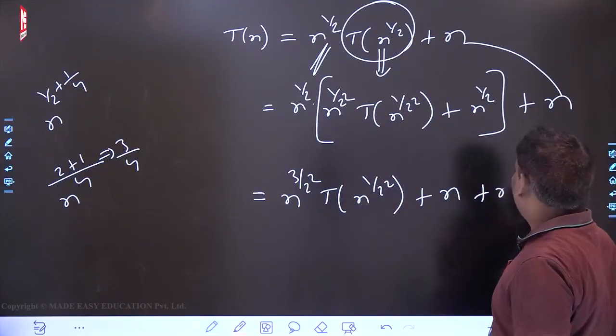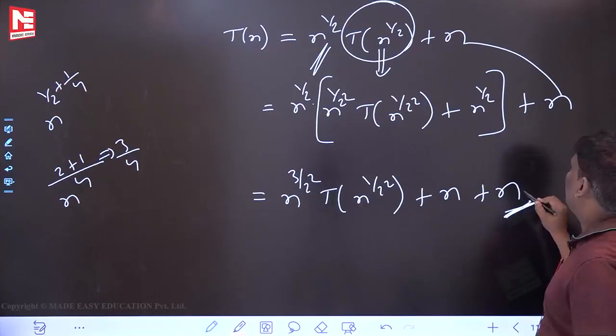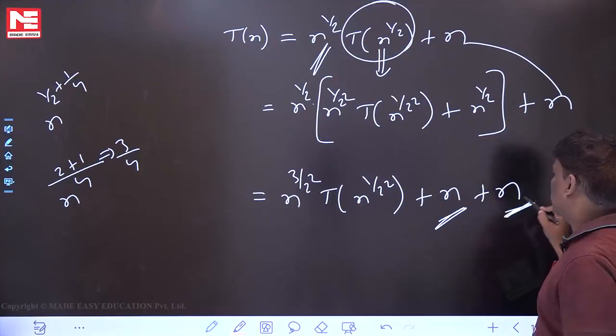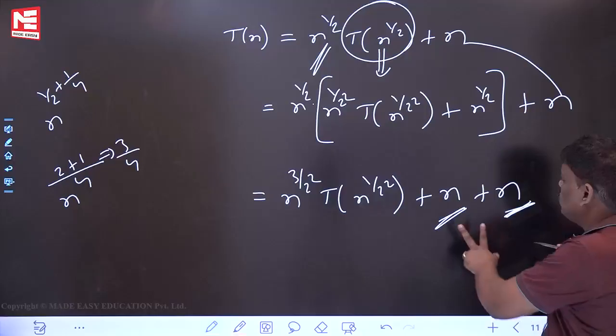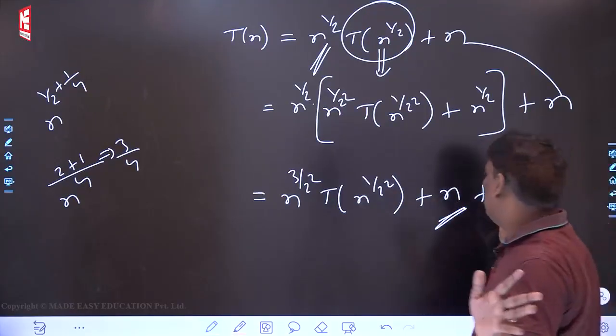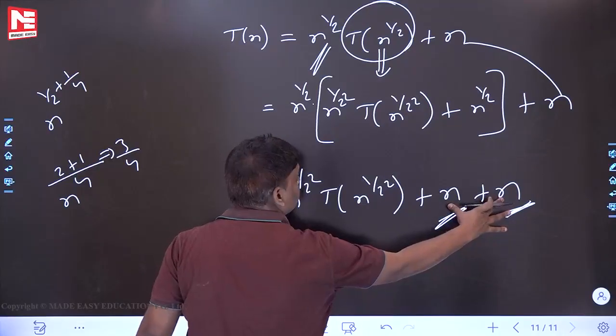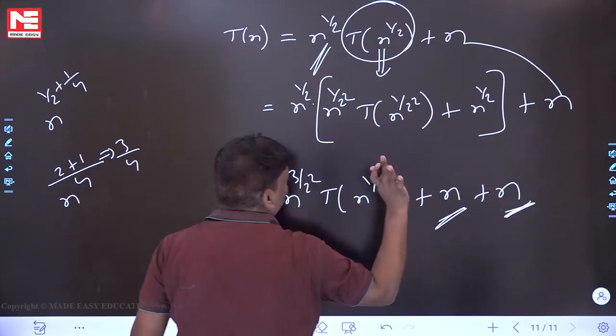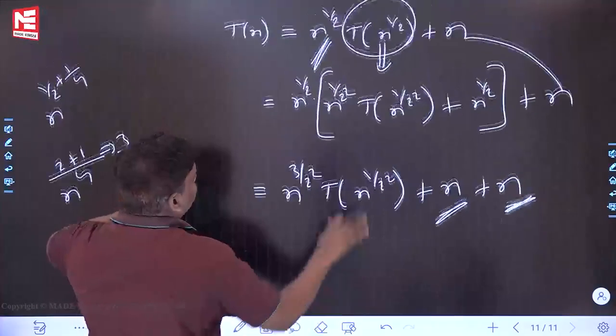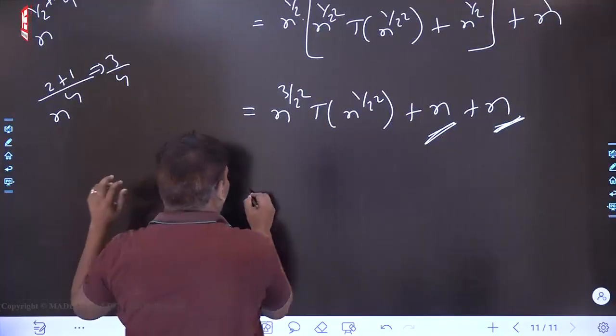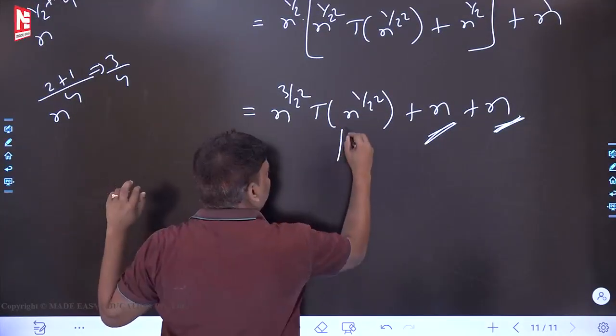Next one, plus n. This is the first level non-recursive term, this is the second level non-recursive term. First level and second level non-recursive terms are the same, which means a series is not coming, the same thing is coming. Please be careful. So after 2 rounds, this is the story. Let me do the third round.